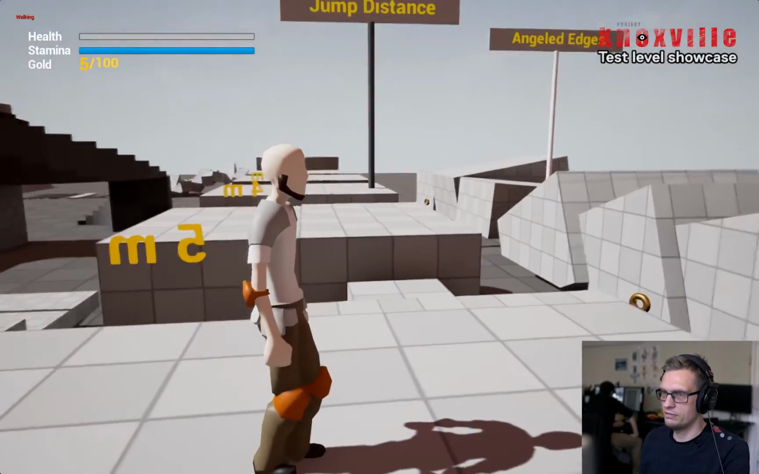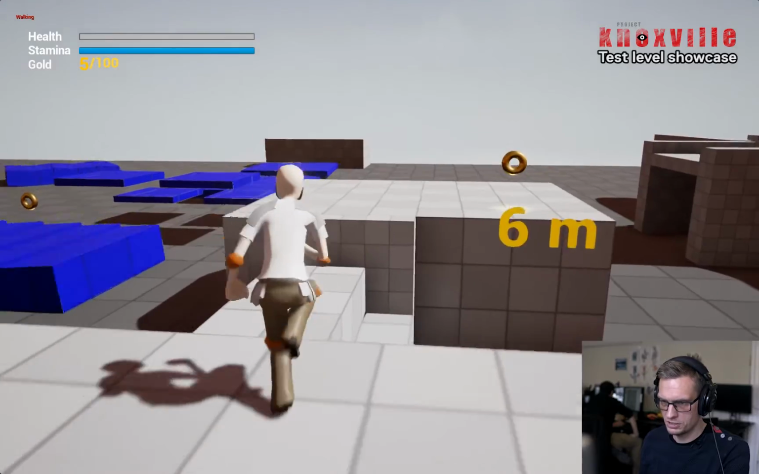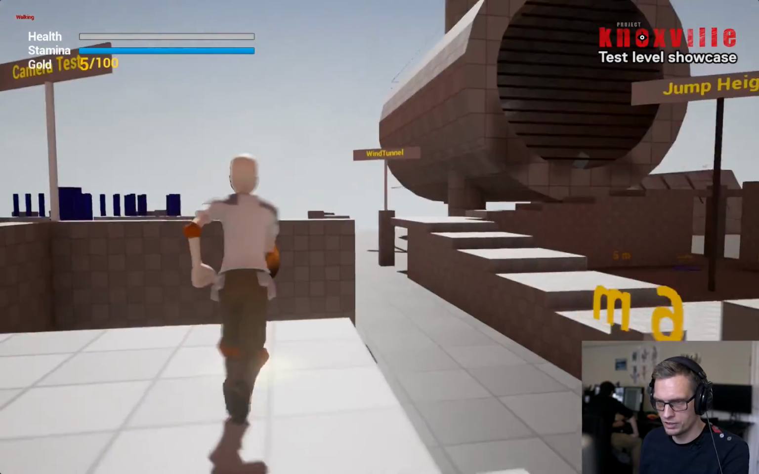Again, this is just a test case. No decision has been made on how far you can jump or how fast you can run or sprint.